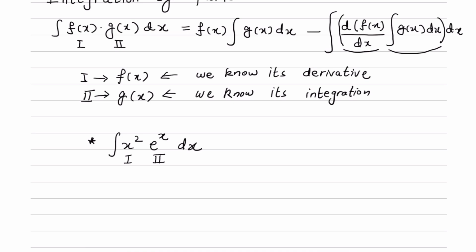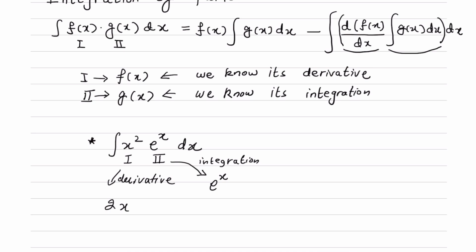For the first function, we have to know its derivative, and we know the derivative of x square, which is 2x. And we are going to call e power x the second function, but before that we have to check if we know its integration, and we know the integration of e power x. Yes, that is just e power x. So we know the integration of the second function and we know the derivative of the first function. So yes, we can call them 1 and 2 respectively.